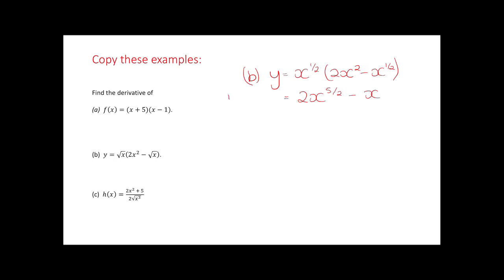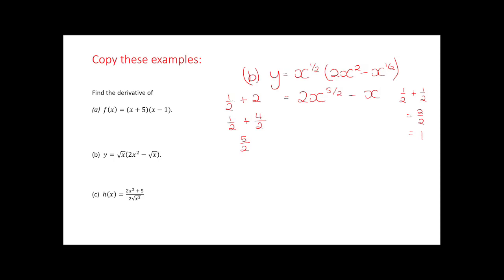To get that 5 over 2, add on a half plus 2, which is a half plus 4 over 2. Remember, you have to write it with a common denominator, which then gives me my 5 over 2. For my x, I had a power of a half plus a power of a half. Straightforward, that one just gets you to your 2 over 2, which would just be 1.